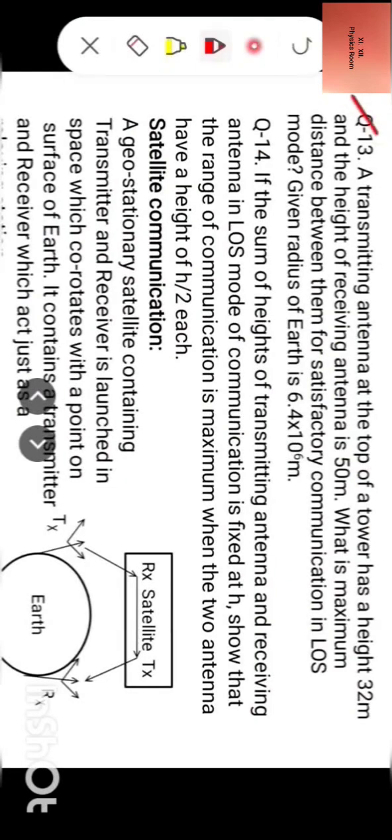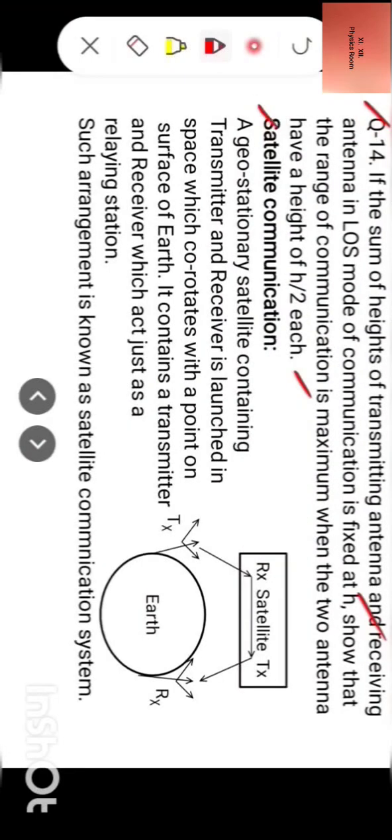Question number 13. A transmitting antenna at the top of a tower has a height of 32 meter and the height of receiving antenna is 50 meter. What is maximum distance between them for satisfactory communication in LOS mode? Given radius of Earth is 6.4 into 10 raised to power 6 meters. Question number 14. If the sum of heights of transmitting antenna and receiving antenna in LOS mode of communication is fixed at h, show that the range of communication is maximum when the two antenna have a height of h by 2 each.